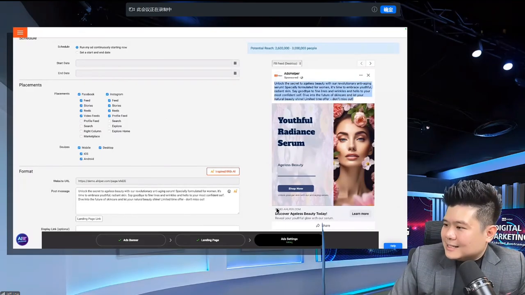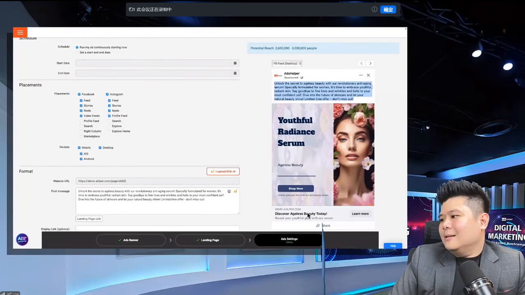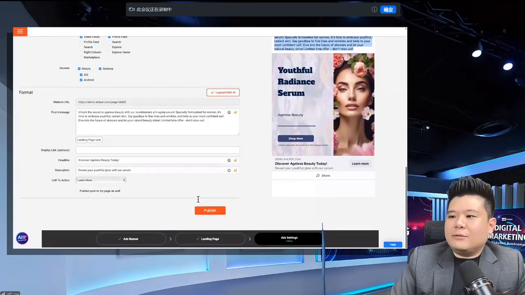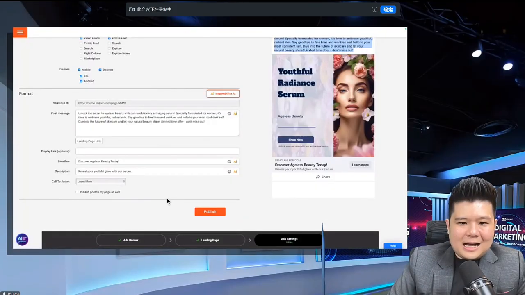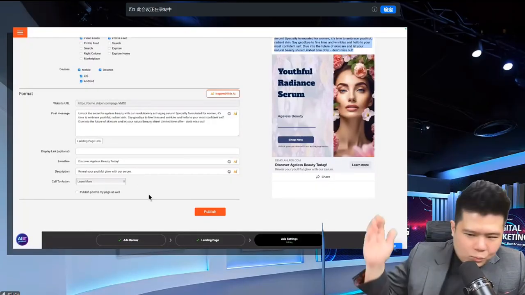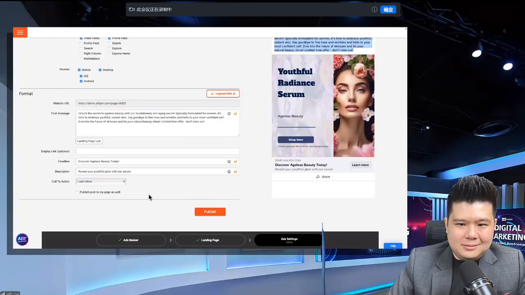Even the title here, Discover Ageless Beauty Today. See, we write it for you already. AI generated for you guys already. How many of you think that's another round of wow? Type it, wow.